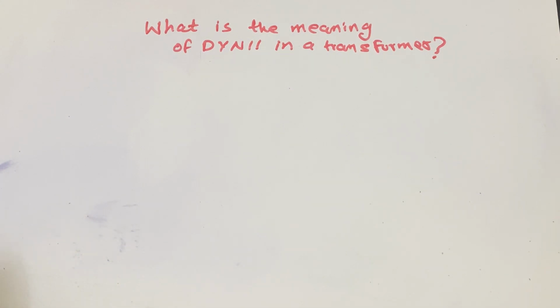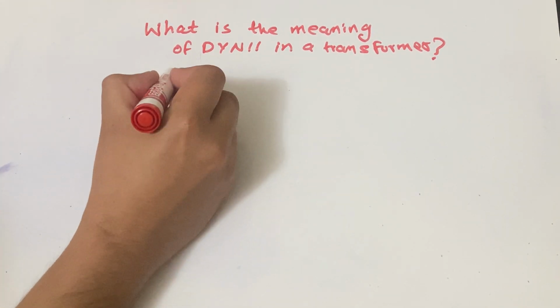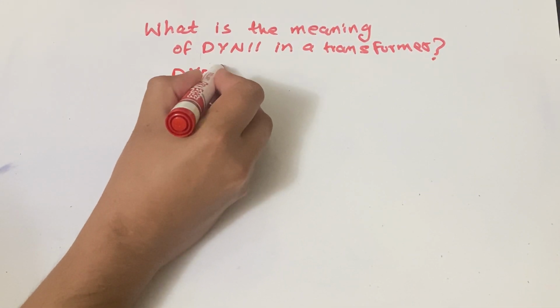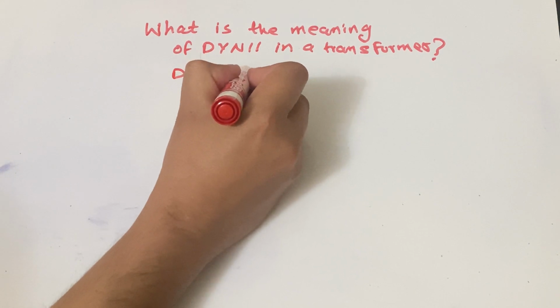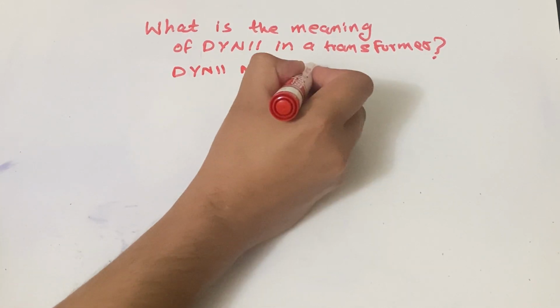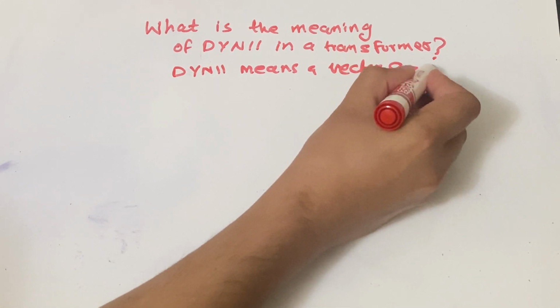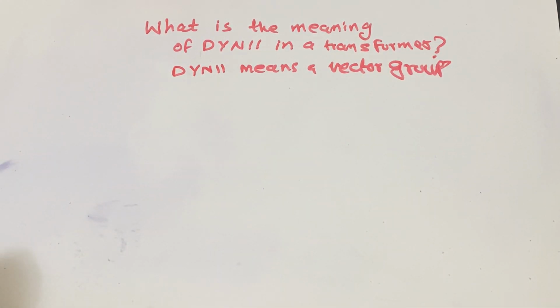So let's start. The question is, what is the meaning of DYN11 in a transformer? So we will start. DYN11 means a vector group. So this means a vector group in a transformer.